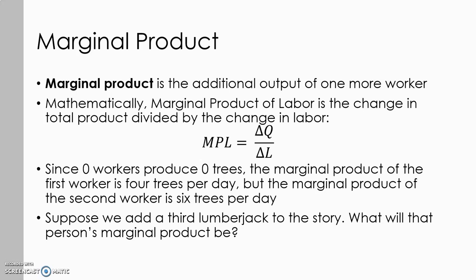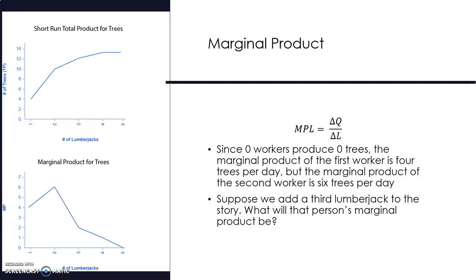0 workers produce 0 trees. Right? The marginal product of the first worker is 6 trees per day. I'm sorry, 4 trees per day. However, the second worker, when we go from 1 worker to 2, we go from 4 trees to 10 trees. So our second worker adds 10 minus 4, that is 6 trees per day.